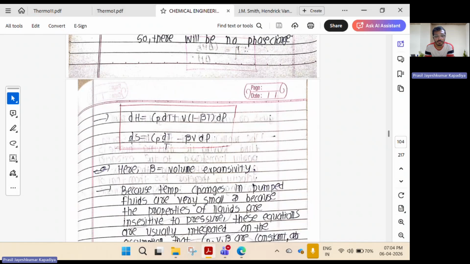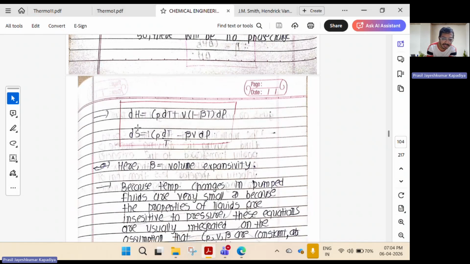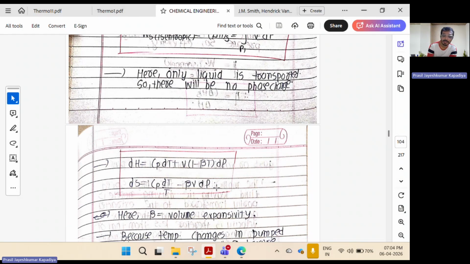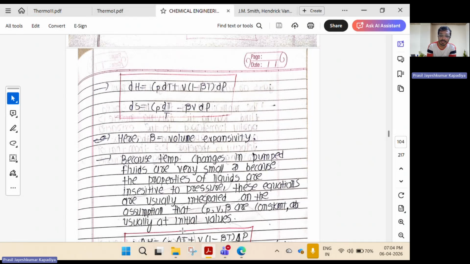So these are the standard formulas for enthalpy change. dH is equal to Cp dT plus V into (1 minus beta T) dP. Beta is the isothermal compressibility, something that needs to be known for the liquid. Similarly, dS is Cp dT by T minus beta V dP. And beta is called volume expansivity, not isothermal compressibility, that is kappa. So this beta is called volume expansivity.